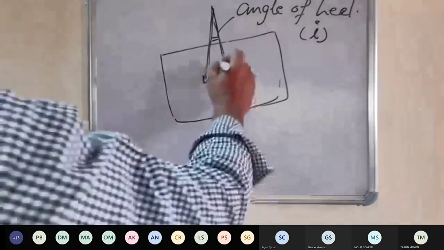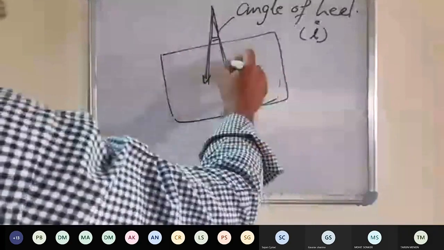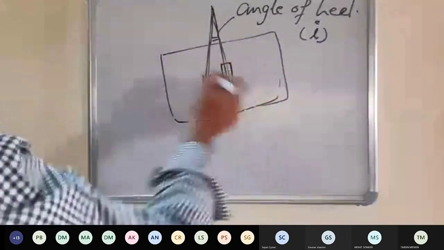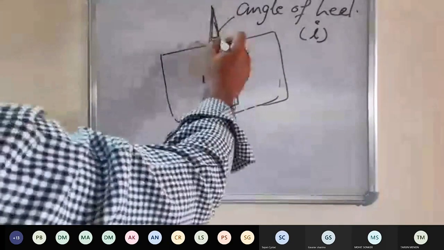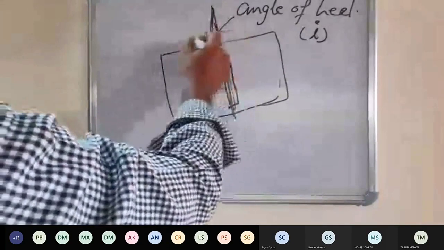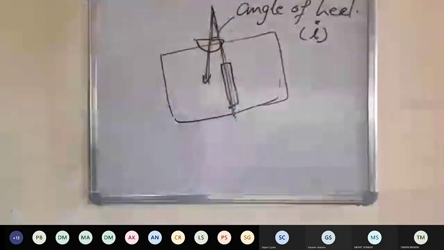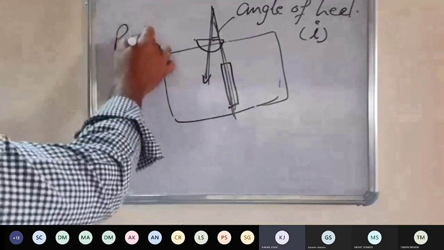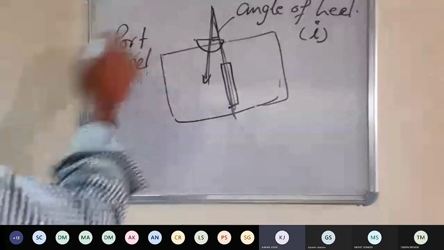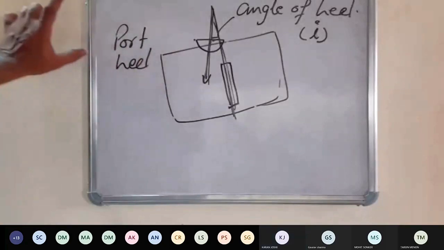Remember that when the rod is here, it will maintain its orientation like this, but because of gravity, the compass will have shifted from here to here. So is this the port heel that we are seeing? Is it the port heel?